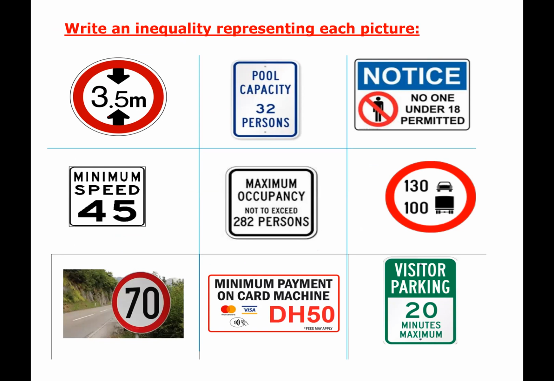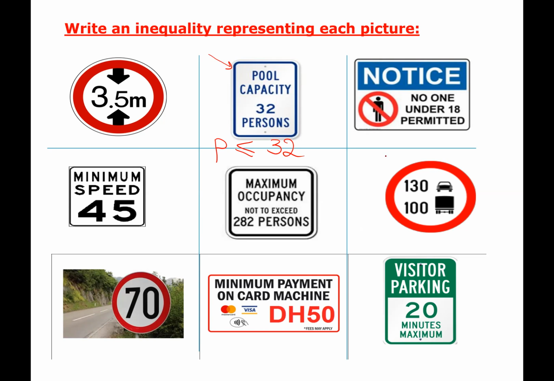These are some pictures that represent real life examples in our life. So I'm going to pick two pictures, and I'll expect you to pause the video and try to solve the rest. Okay, so let's solve this one. Pool capacity is 32 persons. What does this mean? It means that the maximum the pool can take is 32 people. So we'll put P for the people. It is maximum, which means less than or equal to 32 people.